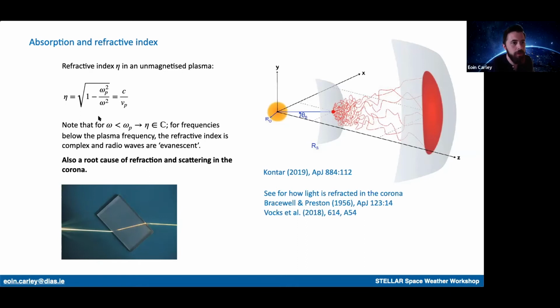Another important point here is that, if we have a radio frequency less than the plasma frequency, the refractive index becomes complex. By that I mean it's an imaginary number, meaning radio waves don't propagate. Okay, so it's also another source of radio waves having an inability to escape the corona. So it's pretty in depth, and there's a lot to it, and I've only just scratched the surface of it here, but you can read about it in this paper here.